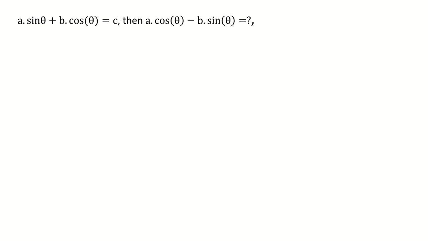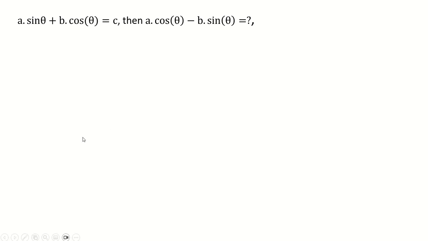Let's see. The information given here is a sin theta plus b cos theta equal to c. Then what is the value of a cos theta minus b sin theta? If you clearly see, a sin theta plus b cos theta is given, but the value they want is a cos theta minus b sin theta. So sin theta should change into cos theta, and cos theta should change into sin theta, from the given values. Then you will get the answer.